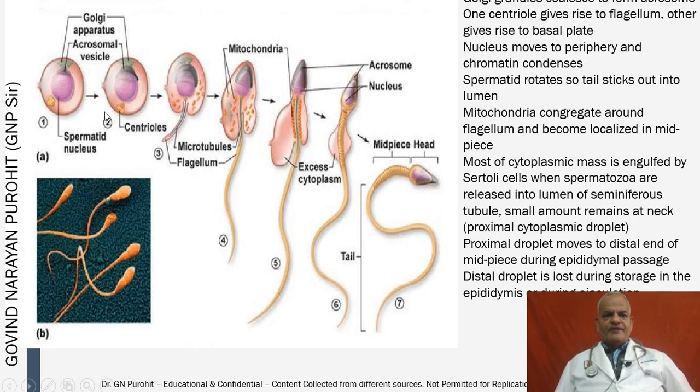The nucleus moves to the periphery, you can see here, the nucleus moves to the periphery, and chromatin condenses. The spermatid rotates, so tail sticks out of the lumen. Here you can see this tail, and then mitochondria congregate around the flagellum and become localized in the midpiece. Most of the cytoplasmic mass is engulfed by the Sertoli cells when spermatozoa are released into the seminiferous tubules, into the lumen of seminiferous tubules. Small amount remains at neck, which is the proximal cytoplasmic droplet. The proximal droplet moves to distal end of the middle piece during epididymal passage. Distal droplet is lost during storage in the epididymis.